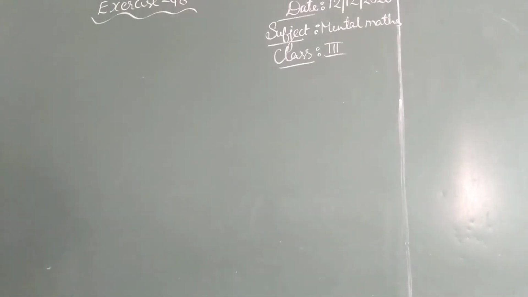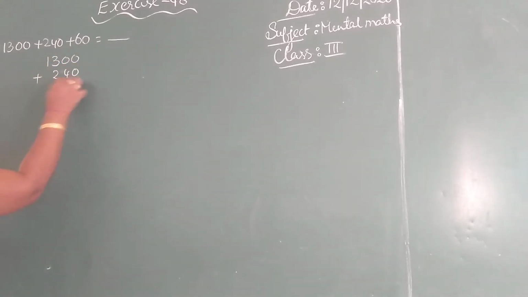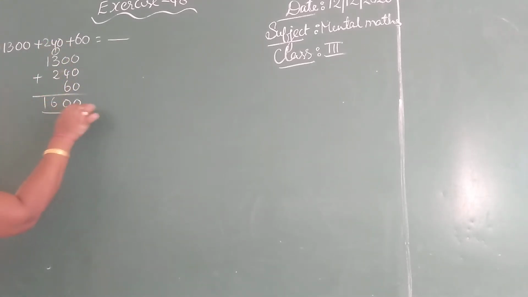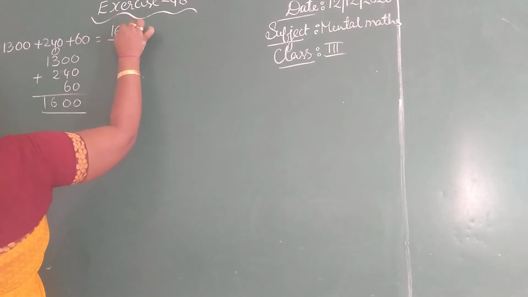See the first one. 1300 plus 240 plus 60 equal to how much? They have given us three numbers to add. What is that? 1300 plus 240 plus 60. Add these three. 0, 6 plus 4, 10. 3 plus 3, 6, 1. 1600 is the answer. Okay.